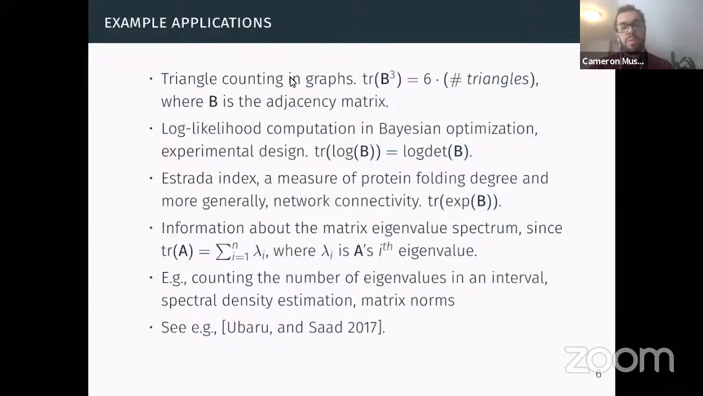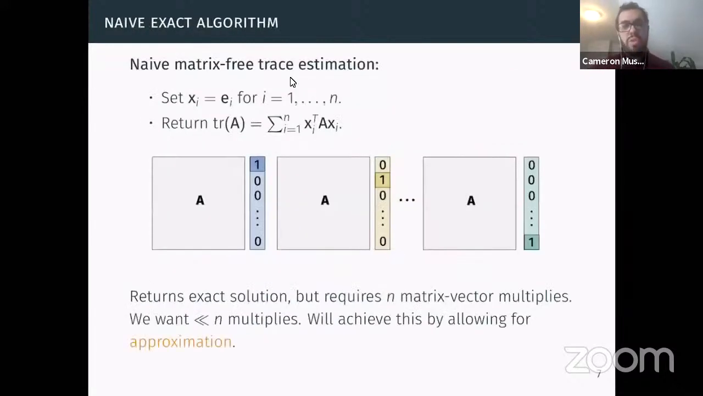All right, so those are just some example applications. First, let me present a naive matrix-free trace estimation algorithm that you would never use, but just to give you a sense of what's going on here. Remember, I want to compute the sum of diagonal entries of a matrix A, but I only have access to efficient matrix vector multiplications with A.